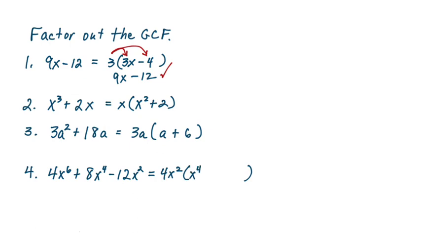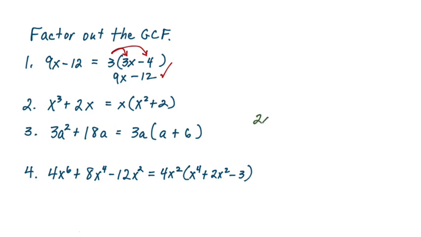And 4x squared times something should equal 8x to the 4th. We're going to need a 2 and an x squared there. And then 4x squared times something is a minus 12x squared. We're just going to need a minus 3 there. And so that's what you should have got.